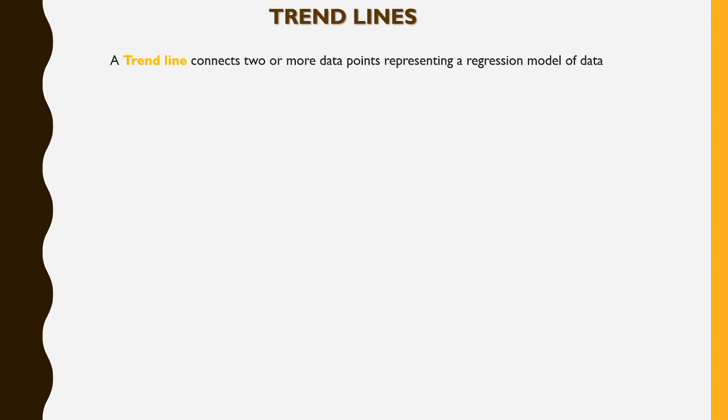So a trend line connects two or more data points representing a regression model of the data. That is, whenever you are working on data and you want to predict any value from it, you have to check whether that value depends on any other attribute. If it depends on another attribute, then you create a model for it. According to that model, you will be predicting the values, and for predicting the values with that model, you need to make a line of best fit, and that line of best fit is called a trend line.